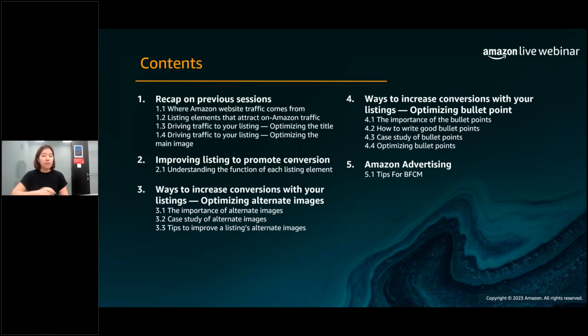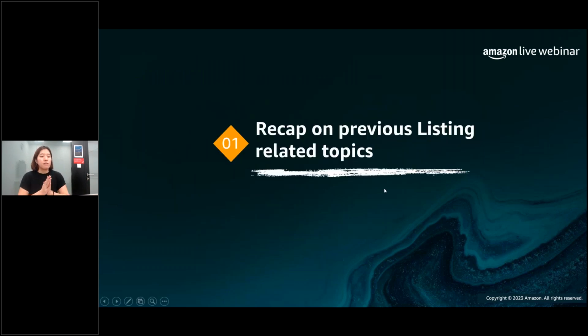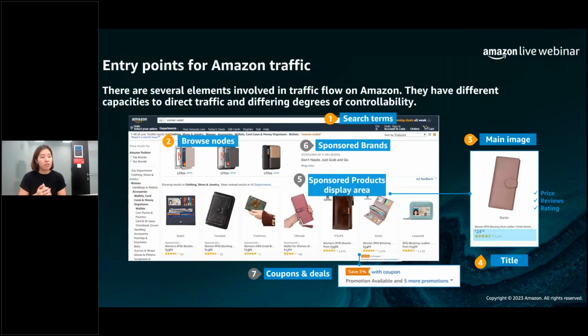Okay, so first one, the recap on previous listing related topics. Basically, this is the most important one, where the consumers come in first, where our customers are entering from. These are the entry points for the traffic coming in. Number 1 is your search terms. Number 2, your browse node. Basically, it is the specific category that you would like for your product to be in, so that customers can actually find what they're looking for.